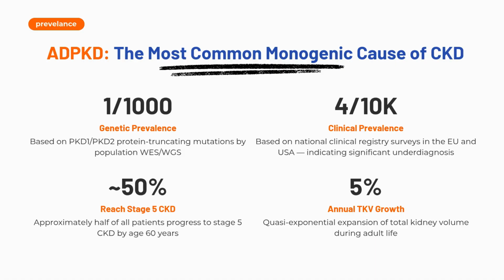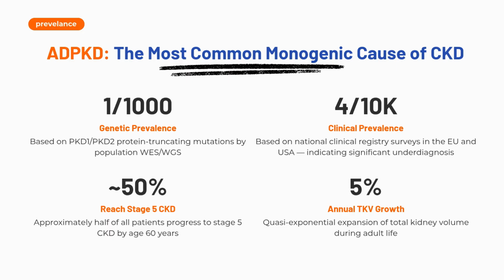But clinically, we diagnose only about 4 per 10,000 patients. These numbers come from large registry data in Europe and the United States. And the gap between genetic and clinical prevalence tells us one important thing: there is significant underdiagnosis. In terms of outcomes, around 50% of patients will reach stage 5 CKD, and this typically happens by the age of 60. So this is not a benign condition, it has a real impact on long-term kidney survival.